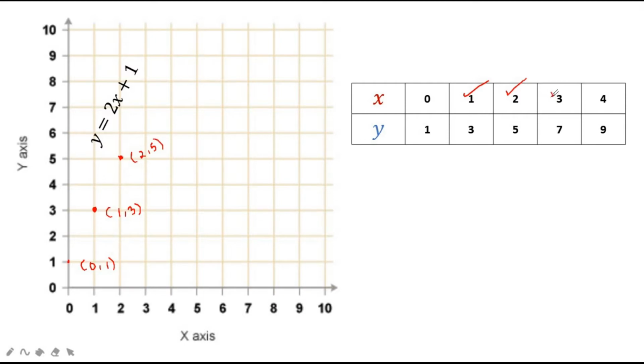Next, when x equals 3, y equals 7. So here x equals 3 and here y equals 7. So this is 3, 7. And finally, when x equals 4, y equals 9. This is the point, x equals 4, y equals 9. So on joining these points, we will get a straight line. And this equation here represents the equation of this straight line which we have just drawn.